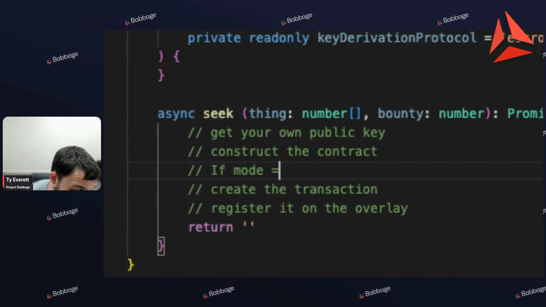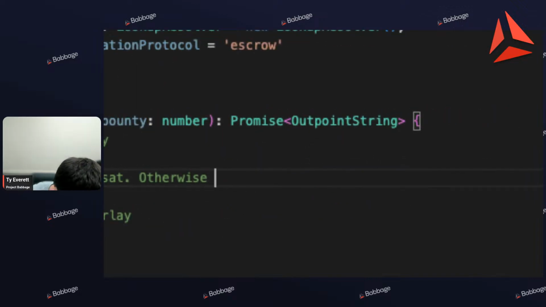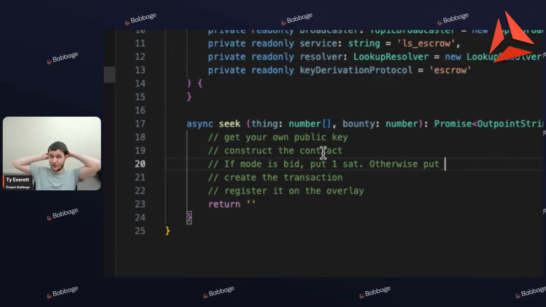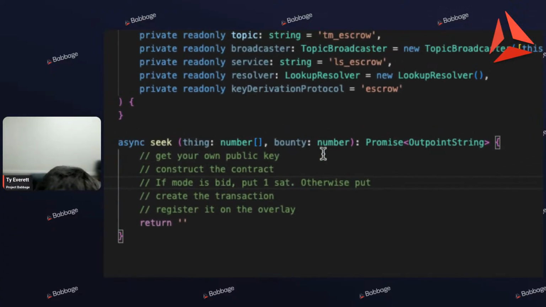If mode is bid, so if I don't know the amount that I'm willing to pay, that's really what it comes down to. Then I'll put one sat to begin, or put some token amount, right, to start the auction. Essentially, that is what that is. Otherwise, it's not an auction. It's a solicitation.